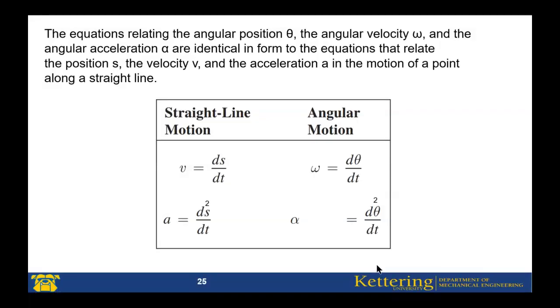This slide, like the previous one, shows and confirms the similarity of straight line, or linear, motion with angular motion. Instead of velocity, we have angular velocity, d theta. Here we have acceleration; now we have alpha. This one is the second derivative, and this one is also a second derivative. This is the similarity of straight line motion with angular motion. Any questions?